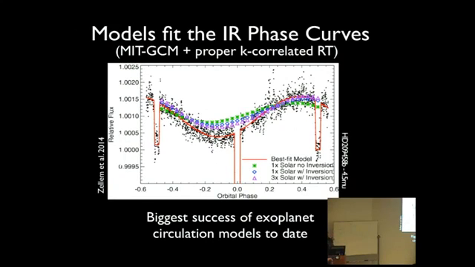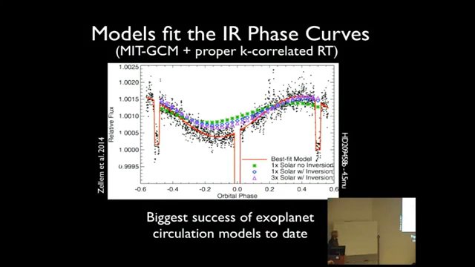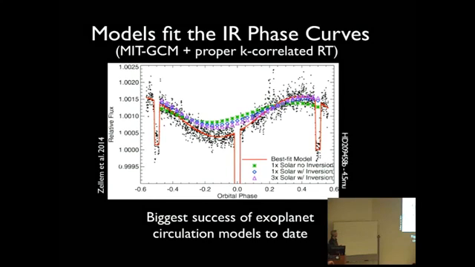Okay, so maybe what is arguably the biggest success of that enterprise of trying to understand the atmospheric flow on hot Jupiters has been the ability to qualitatively and to some extent quantitatively reproduce infrared phase curves. So I just pick one example here. I think there might be even better matches to HD 189733, another hot Jupiter. This is HD 209458b. Again, it's coming from the work of the group of Adam Showman and Jonathan here. And what you see is one of those phase curves that Jonathan described on the first day of the conference.